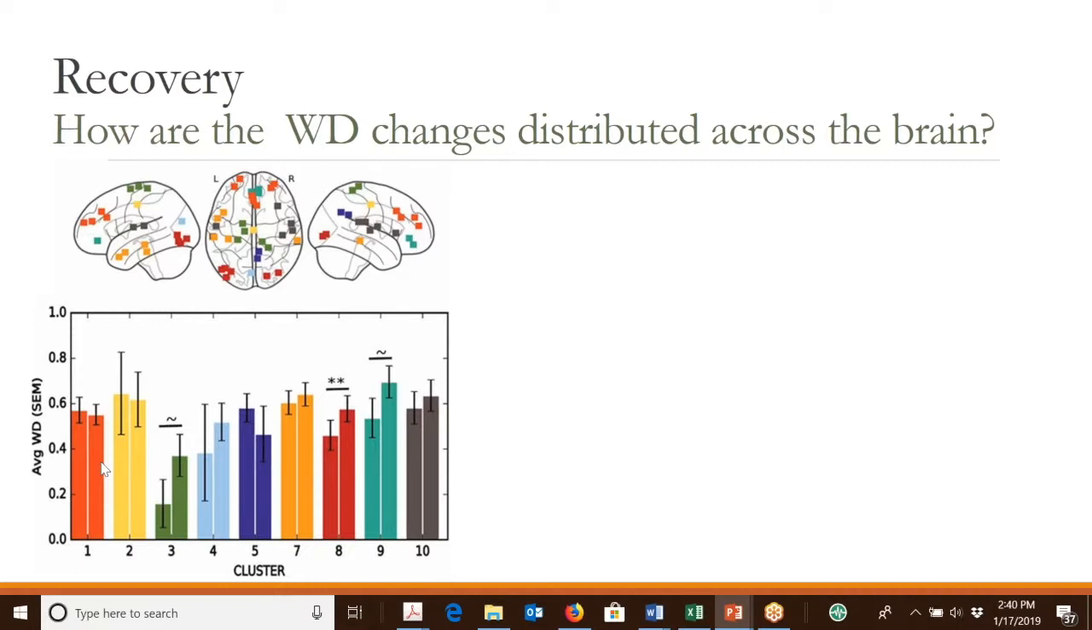And you can see that there is a range of effects, some increases, some decreases, some staying the same, but statistically there's only one brain area in which the WD value, the local integration, significantly changes from pre to post treatment.